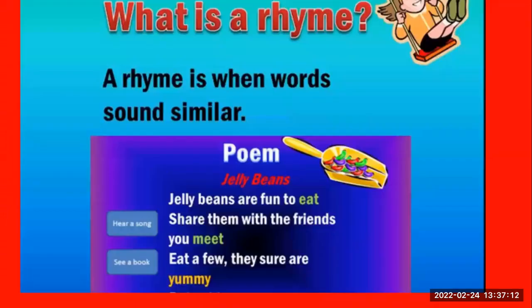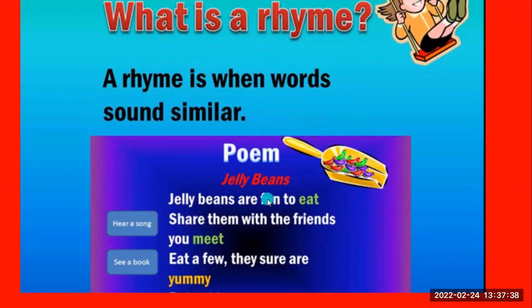Then you need to understand that at the junior certificate level, there are 3 types of speech sounds that you are tested in. One is the vowel, the other is the consonant, and then you have rhymes. Now, a rhyme is when words sound similar. Rhyme is sameness of sound.